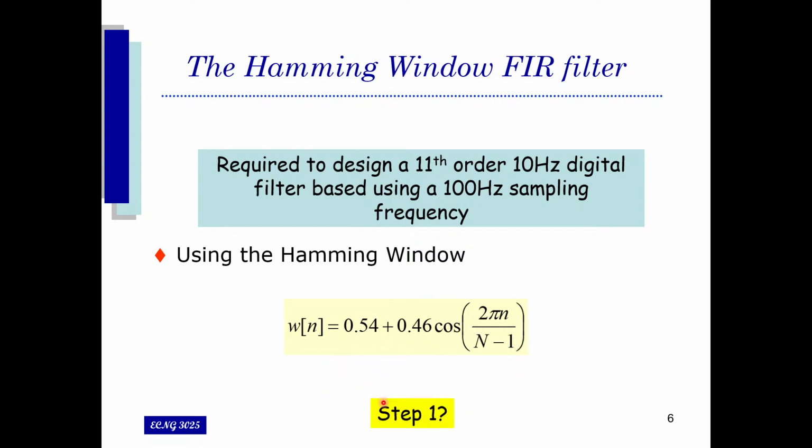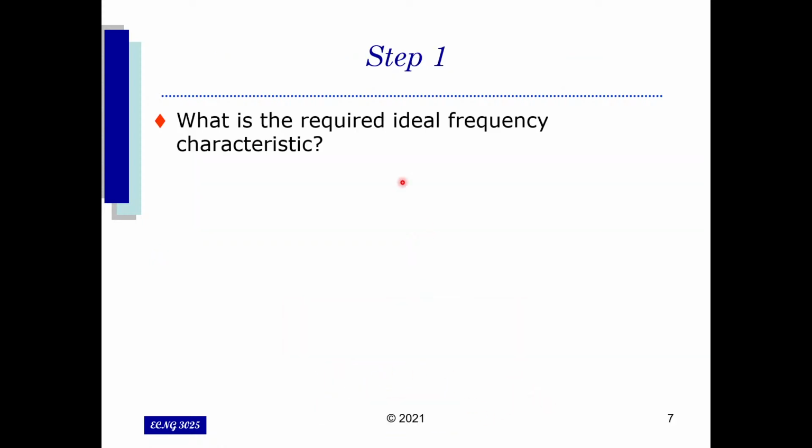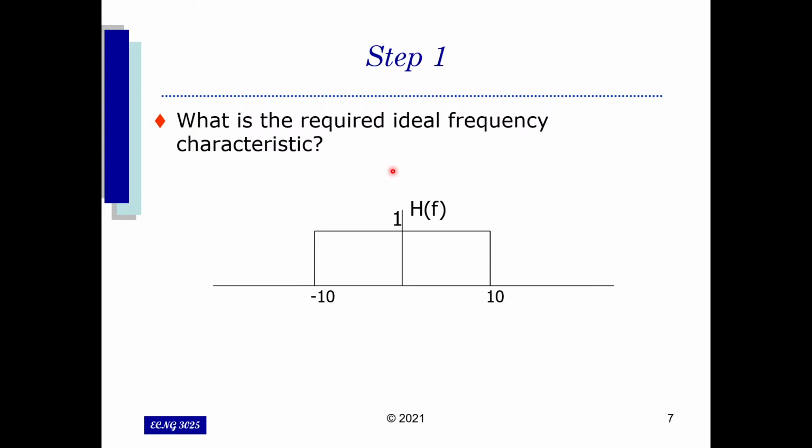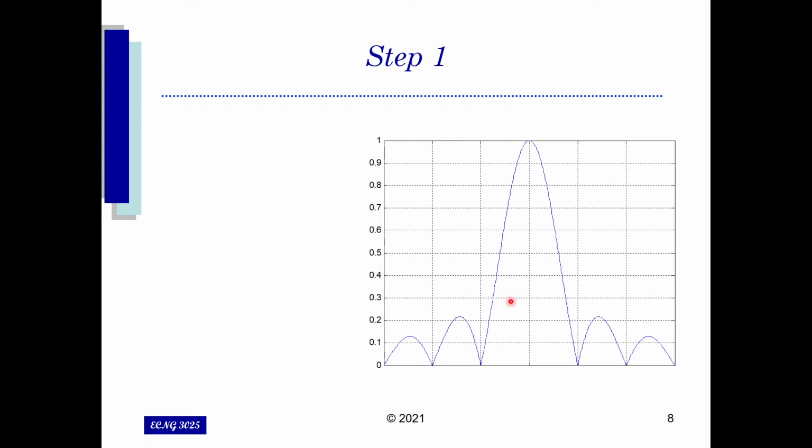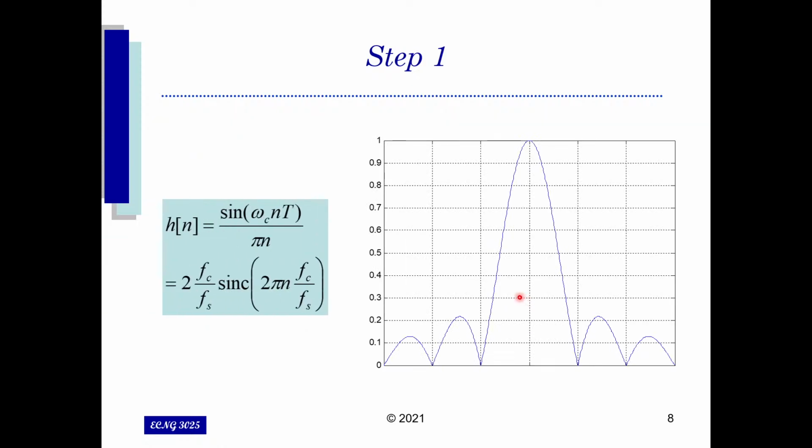The first step that we do here is that we need to make sure what's going to be the ideal frequency characteristic. So we need to start with the low pass filter design in particular. And the associated time response for this low pass filter design is going to be h of n, which is given by 2 fc on fs sinc function of 2 pi n fc on fs. But like I said, instead of using the sinc function here, make sure you use the sine equivalent of h of n that we saw in the previous lecture.